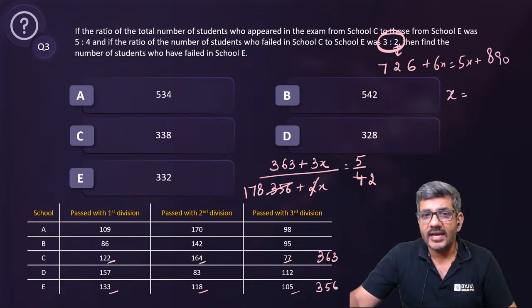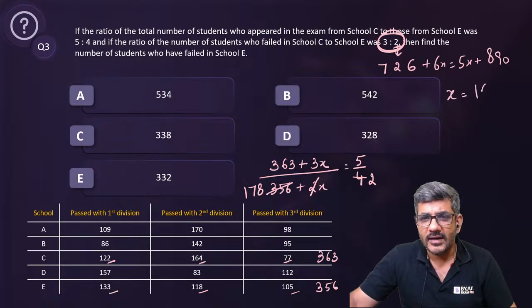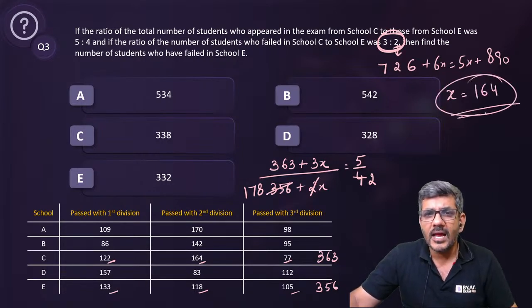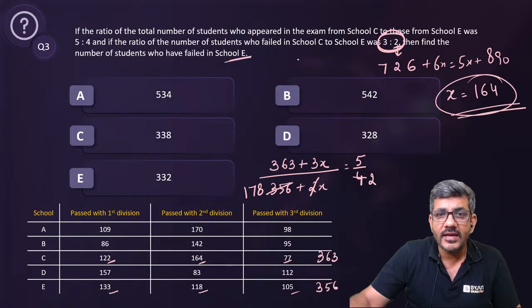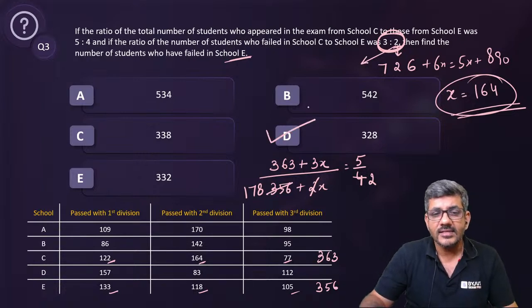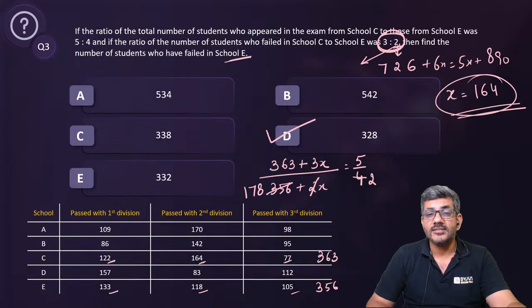From that I get x is equal to 890 minus 726. कितना आता है ये? It is 164. So from here I am getting x is equal to 164. Question says number of students who failed in E. Failed in E is 2x. So 2 into x is 328. Yes, option D is the right answer for question number 3.